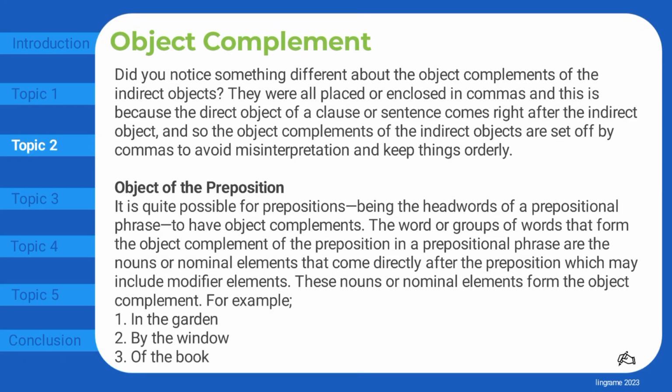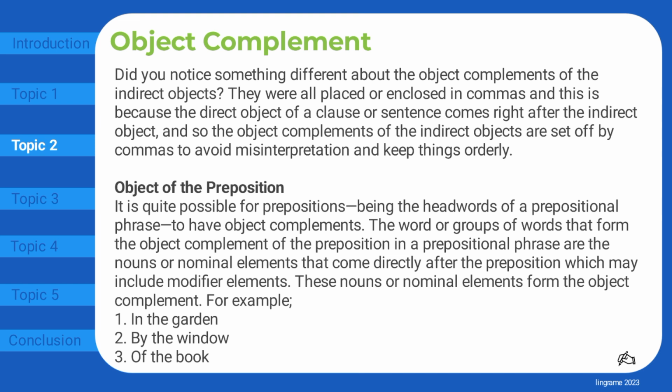Did you notice something different about the object complements of the indirect objects? They were all placed or enclosed in commas, and this is because the direct object of a clause or sentence comes right after the indirect object, and so the object complements of the indirect objects are set off by commas to avoid misinterpretation and keep things orderly.